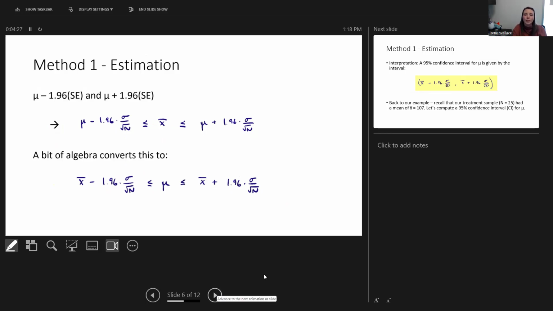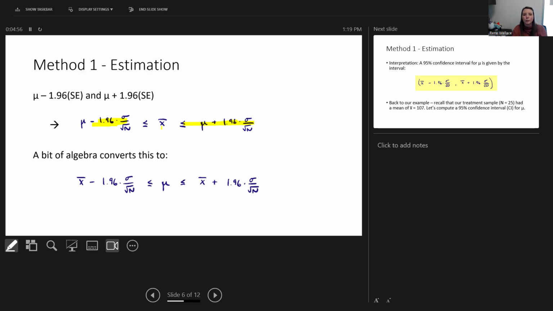So what does that look like in numbers? I just said a lot of words, but this is what it looks like in numbers. Mu minus 1.96 times standard deviation divided by square root of n. So here's our mu right here in the middle. Sorry, not less than, more than, that it's between. This is the lower limit and this is the upper limit.